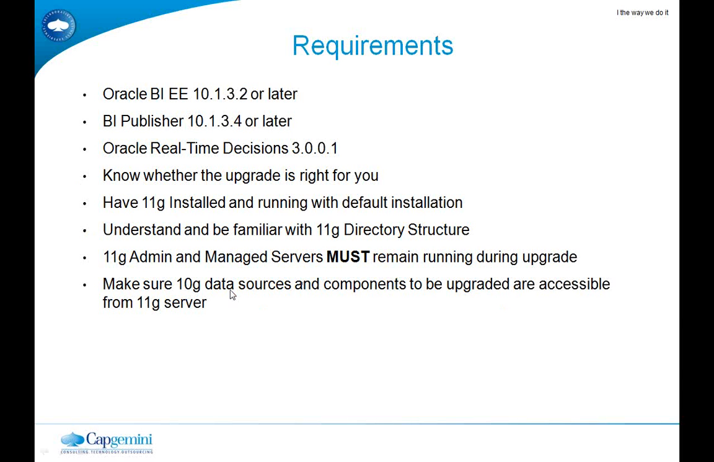And then finally, we want to make sure that our 10g data sources and the components we're going to upgrade are accessible. RPD, the metadata file, the web catalog, those need to be accessible to the 11g server in order for the upgrade to take place. And then because 11g upgrade will put your systems online as soon as the upgrade is done, you've got to make sure those data sources that you're connecting to are accessible from that 11g server as well.